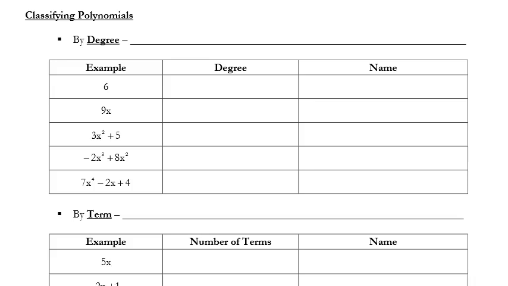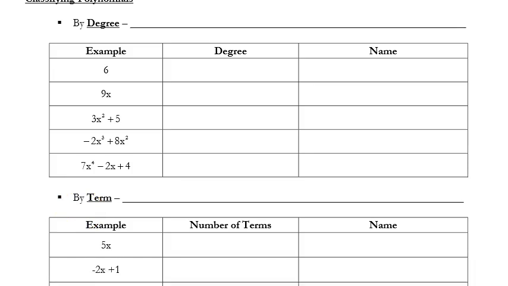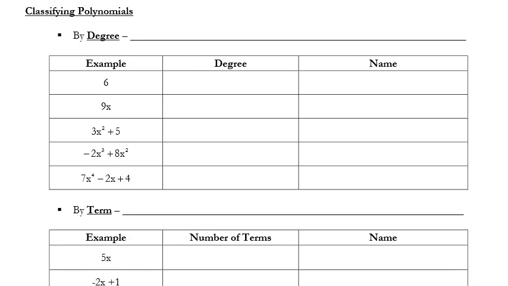So polynomials can be classified two different ways. We can classify it by degree, which has to do with the exponent, or we could classify it by term, which is, again, separated by addition and subtraction. So it's saying how many times are we adding and subtracting. So let's go ahead and go through the actual names here and define what those are.